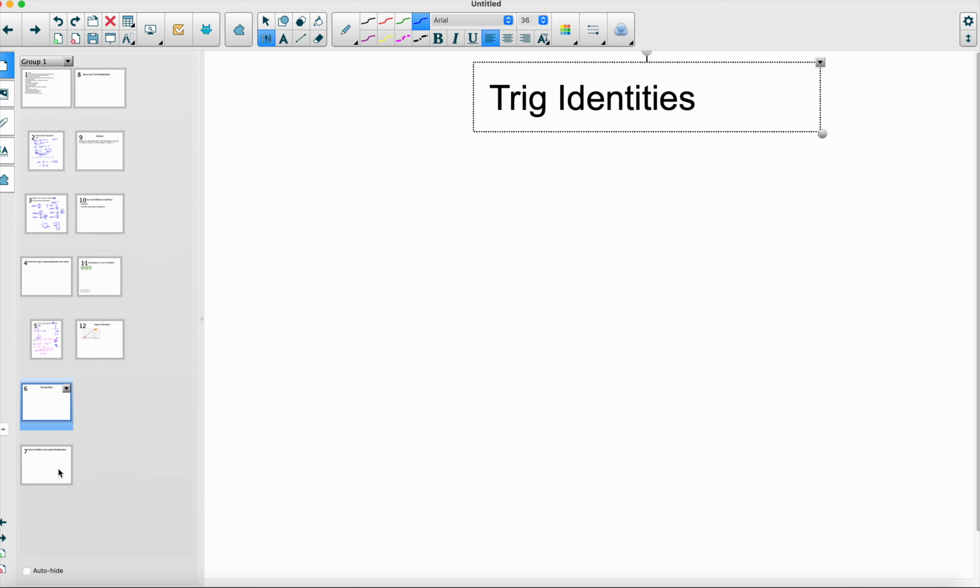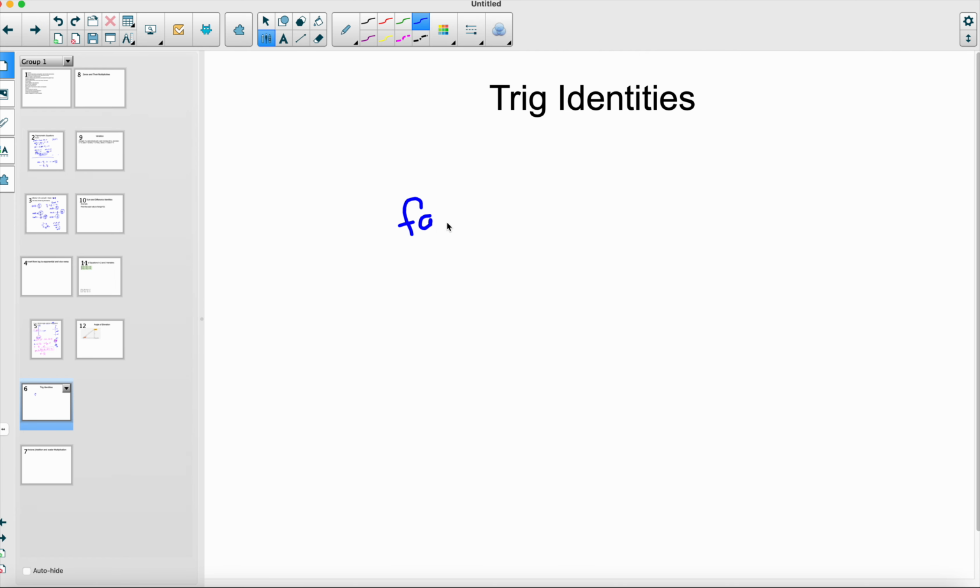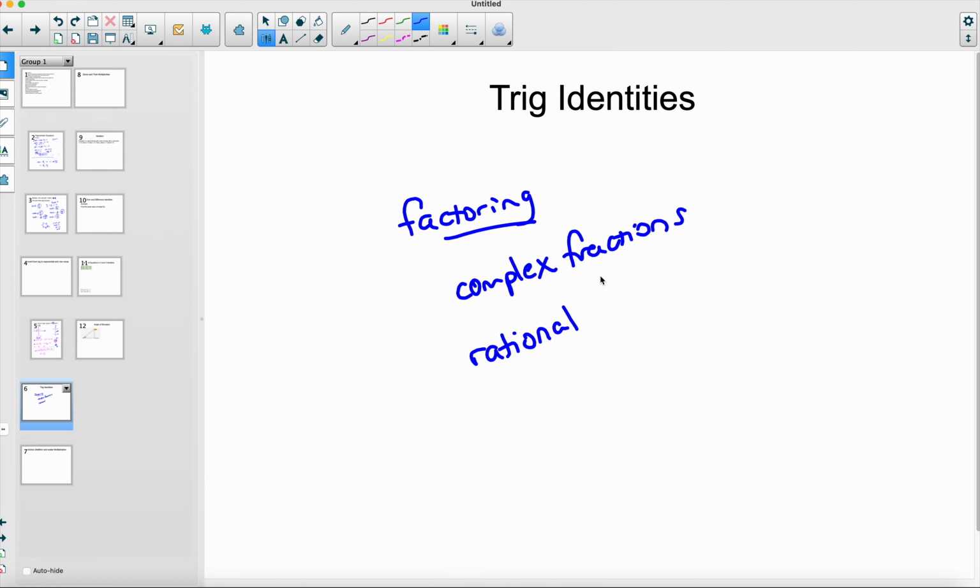Trigonometric identities. I'm going to share a video that deals with trig identities where I do some examples, because there are a lot of different variations of trigonometric identities, verifying trig identities. It involves algebra. You should know factoring. You should know how to deal with complex fractions, rational expressions, which are basically fractions. I'm sorry, I know nobody likes fractions. Adding and subtracting fractions, multiplying and dividing fractions.